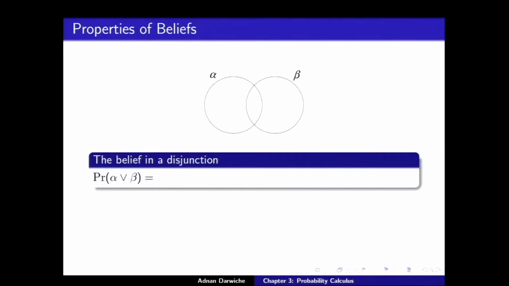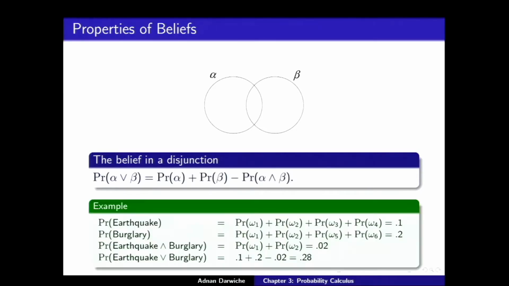Okay, now we want the probability of alpha or beta. And in particular, can we build this in terms of the probability of alpha alone and the probability of beta alone? Look at the picture up there. They may overlap. So this intersection area is being added twice, and you need to correct for that. So probability of alpha plus probability of beta minus their intersection. And here is a concrete example: you see probability of earthquake, 4 worlds, probability of burglary, another 4 worlds, and then their intersection, earthquake and burglary, those are 2 worlds. And then finally you get the probability of burglary or earthquake, adding 2 numbers and subtracting 1.